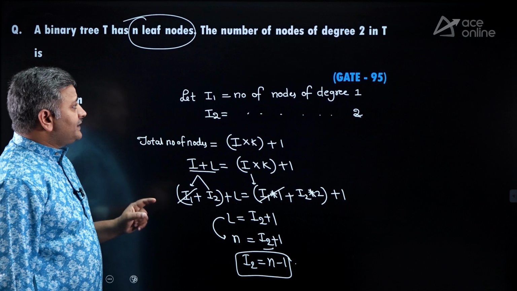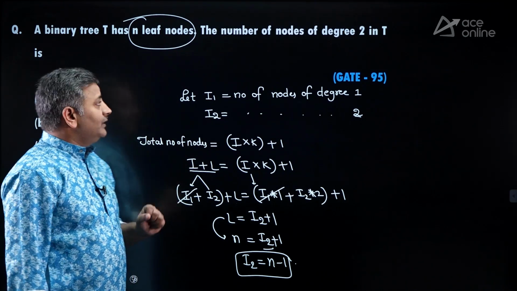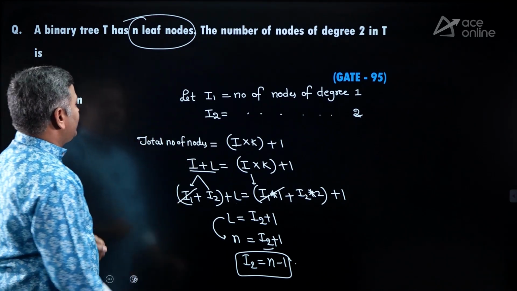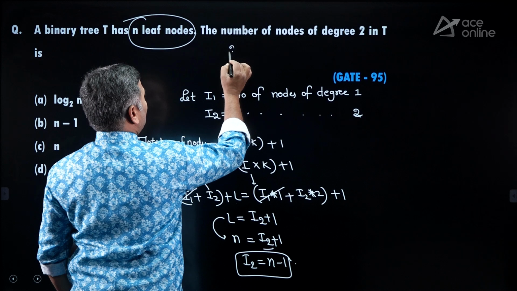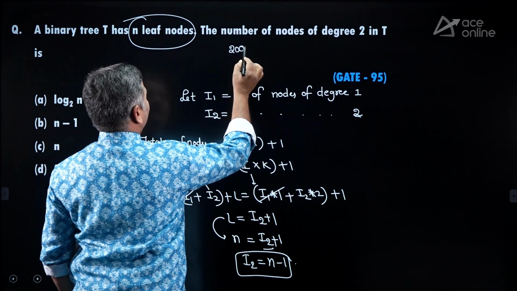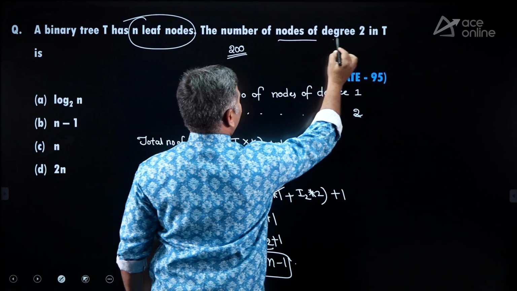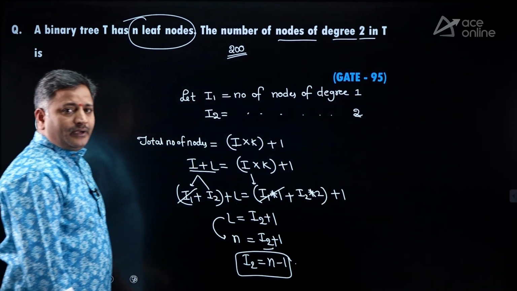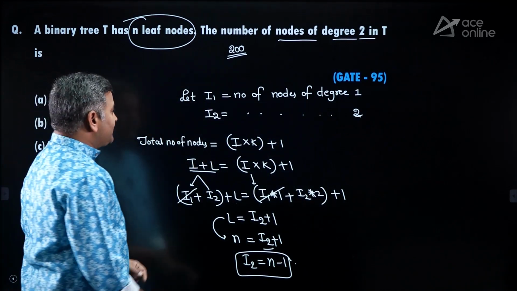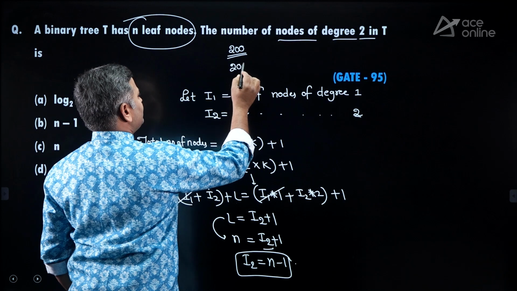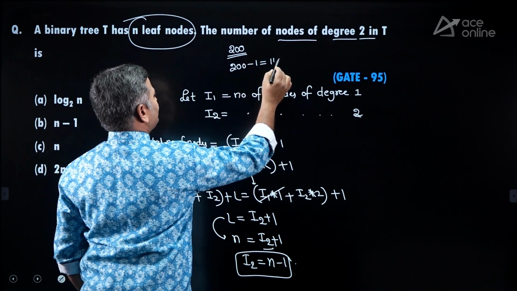This model question has been asked 5 times in the GATE paper. It is one question. One time they asked, there are 200 leaf nodes. Then how many nodes of degree 2 are possible? Simple answer, that is 200 minus 1, that equals 199.